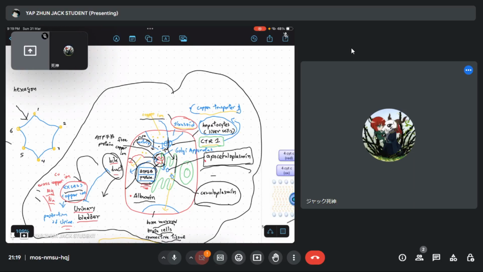When too much goes to the bile duct, over the working amount, then the bile duct will start to become dysfunctional. When it is dysfunctional, it can't let the excess copper ion be excreted out. At the end, it will lead to copper toxicity and it will damage the liver.